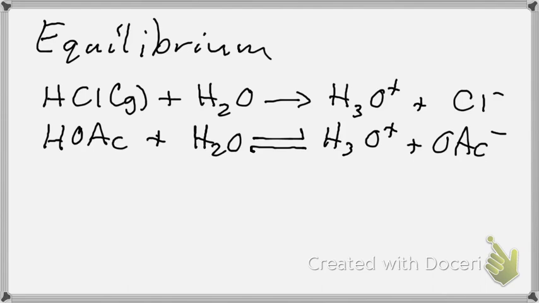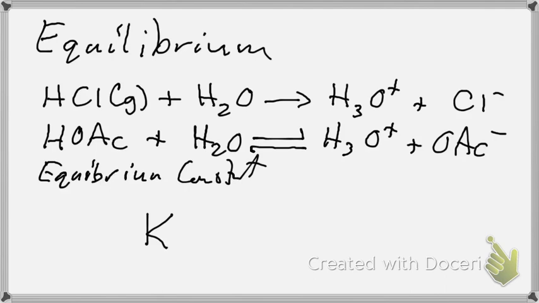Now, if the reaction goes to completion, we can just use normal principles of stoichiometry to calculate how much hydronium and chloride we produce. The problem is, in equilibrium, that's much harder because, in the end, you have a little bit of everything. So instead, we use what's called an equilibrium constant. And I will give you an example of one right now. In particular, the equilibrium constant for a weak acid is something called Ka.